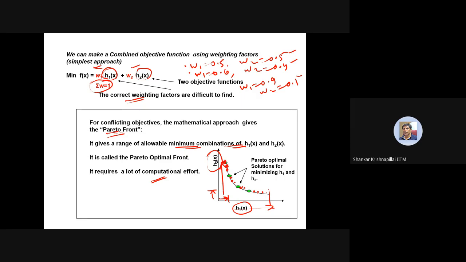Once you find the Pareto optimal front, you have an infinite number of combinations for h1 and h2. This is one combination of h1 and h2, this is another combination, this is another, and this is another. All these combinations will satisfy your constraints, and you can choose any one of them.